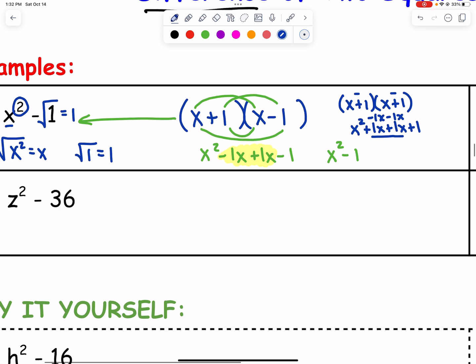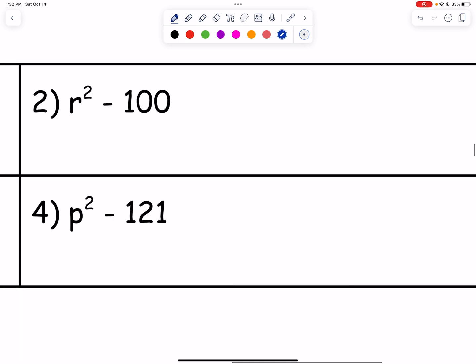So let's look at another one to get used to this pattern for a little bit. So r squared minus 100. We notice we have a perfect square variable because the exponent is evenly divisible by 2. And then we can tell that 100 is a perfect square. And so it comes out evenly when we take the square root as just 10.